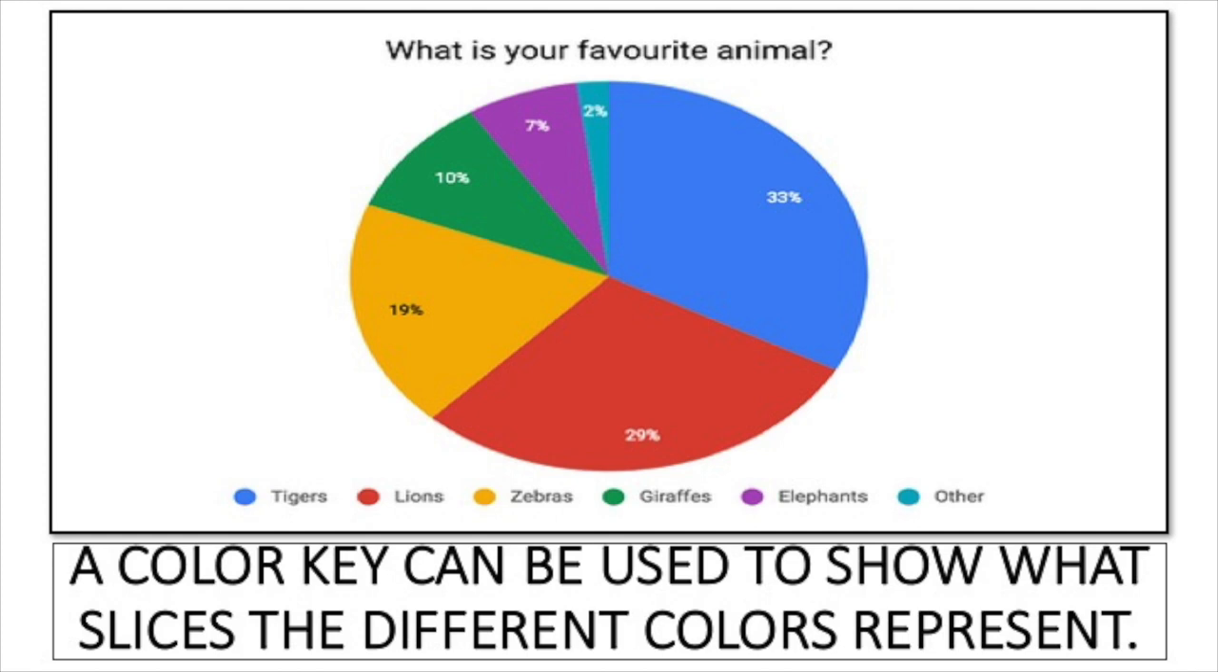Now, for example, this pie chart is about what is your favorite animal. So by using the color key at the bottom, who can tell me what is the blue animal? Tigers, you see? We can just tell by the color and the key. How about the red animal? Lions. Yellow. Zebras. Green. Giraffes. Purple. Elephants. So this is what we mean by a color key. We just have the colors and the different categories at the bottom. And by looking at them, we can see which is which.